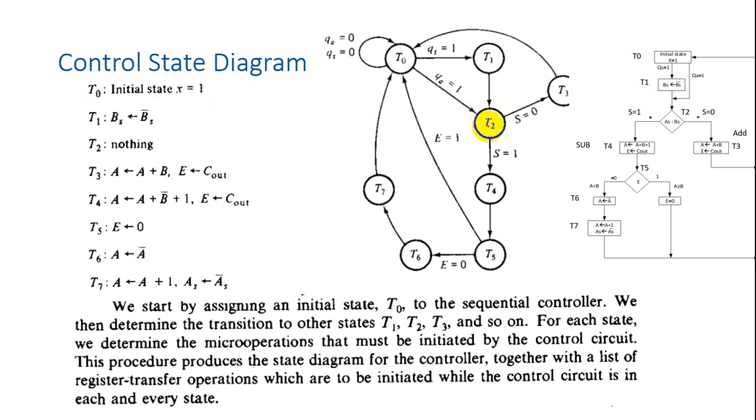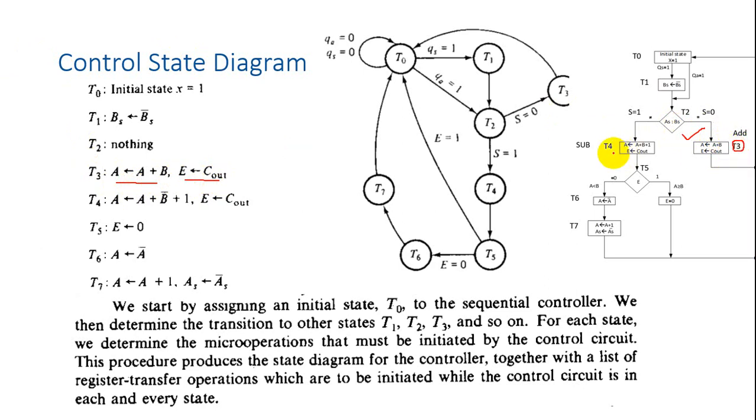Okay. At T2, what you do? You do nothing. Okay. At T3, what you do? At T3, you perform addition. Look at over here, A plus B. At T3, you perform addition, A plus B, and carry out goes to the E, overflow bit. This is T3.